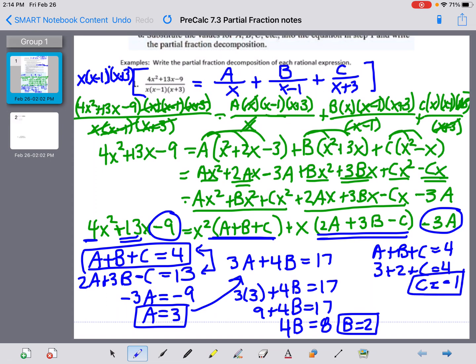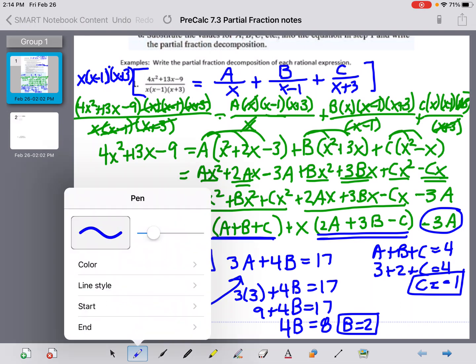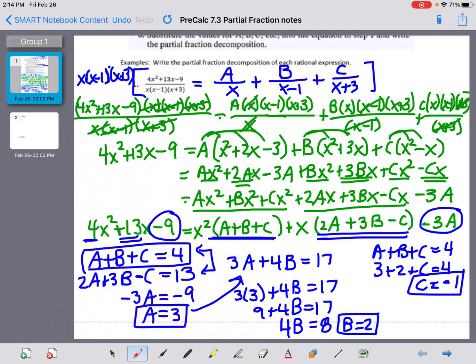All right. Now that I know my a, my b, and my c, I can finish out my problem and say, what is the partial fraction decomposition? That means, let me put it in another color so we can see it, that I added the fractions. This a is going to go in this a spot. So I had the fraction 3 over x plus the fraction, my b is getting replaced here, 2 over x minus 1 plus the fraction -1 over x plus 3.